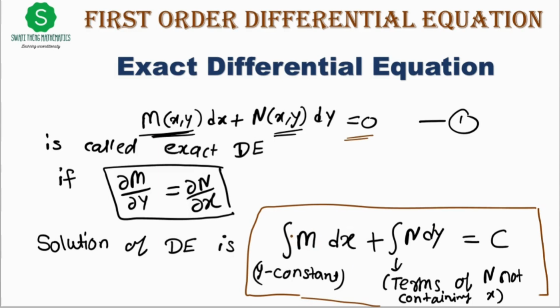And here we have to take the integration of M keeping y as a constant, plus the integration of N, where from this N we take the term which does not contain x, equals the integrating constant c. So this is the solution of our given equation 1, but this is the solution only if our differential equation is exact. So let's see an example.